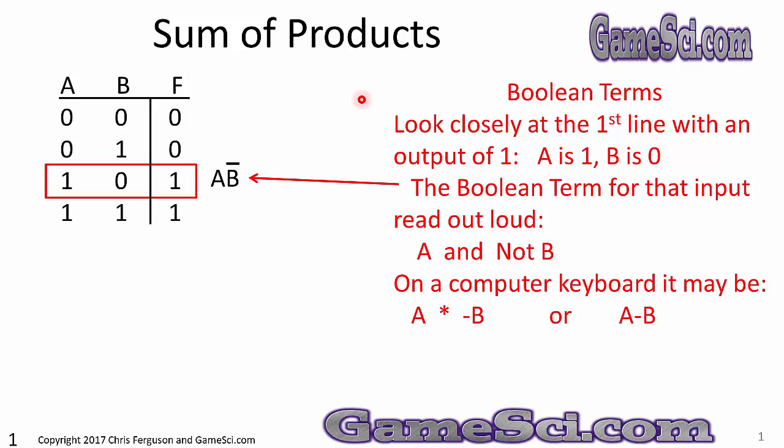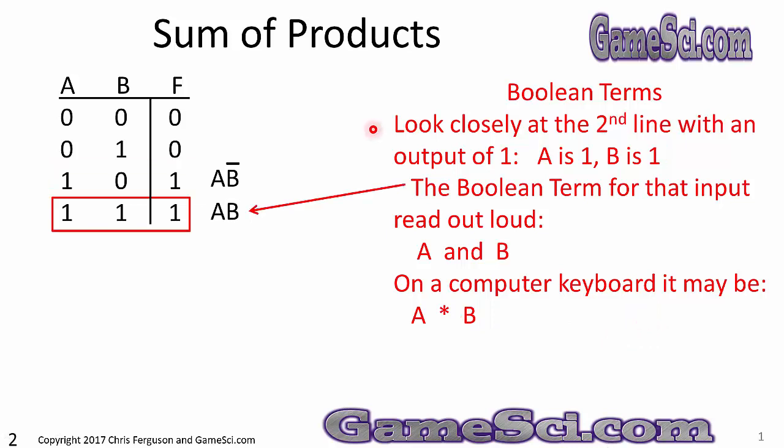Let's build some Boolean terms for those lines. Look closely at the first line with an output of 1. A is 1, B is 0. The Boolean term for that input, read out loud, is A and not B. On a computer keyboard, you might type it like this or this.